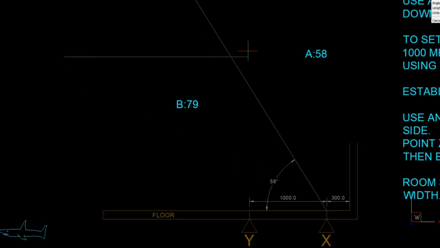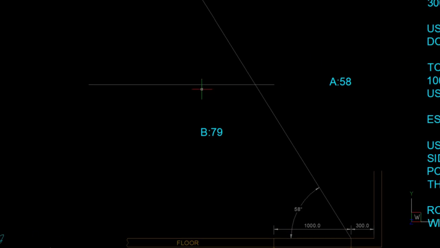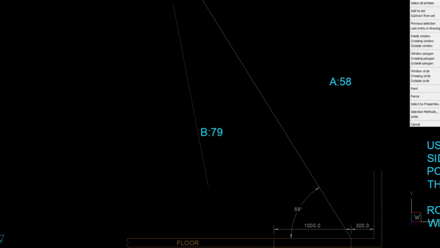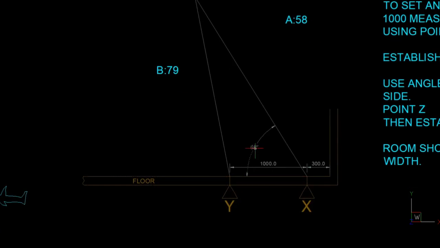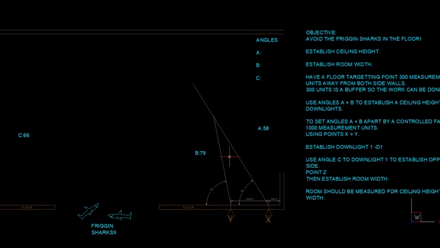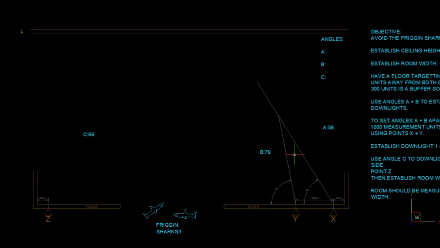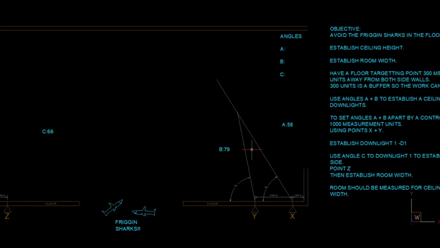Now, I know that I'm going to have to do a negative on this one because of the same problem as before. So, negative 79 degrees. And then I'll triangulate it to this point here. So, I've got my 58 degrees here to point X, and I have my 79 degrees to point Y. Now, my downlight is over here. Something tells me that this is going to end up being a lot smaller than the actual room, and I'm going to have to move my sharks in.